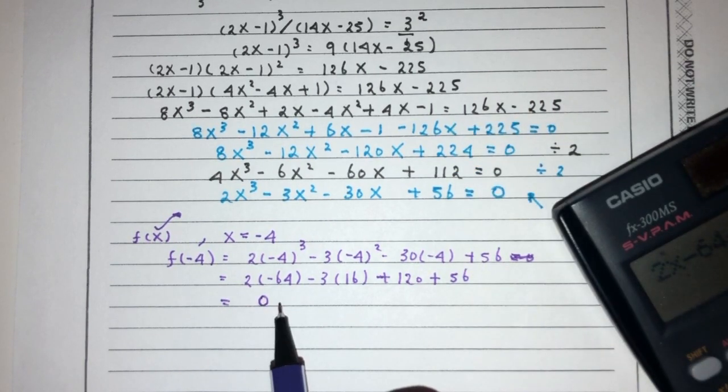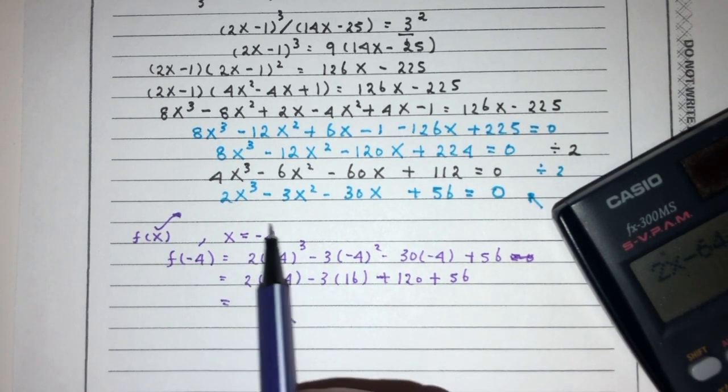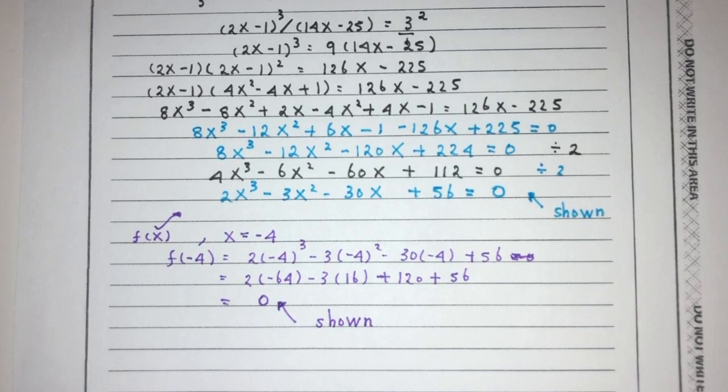So by showing that the remainder is 0 when dividing by x plus 4, or when putting the value of minus 4 in the equation, we have shown that x equals minus 4 is one of the solutions for that equation. That is part B of the question.